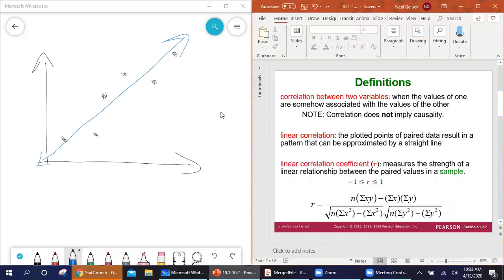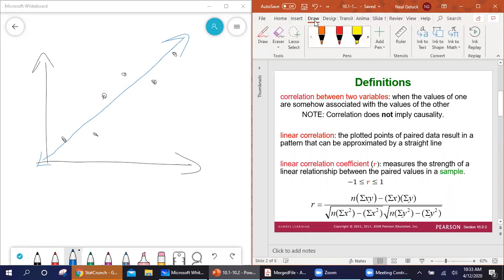On our notes here, realize that what we're saying is there's a correlation between two variables. It does not, however, imply causality. That's an important point. Just because two things seem to be related to one another, it does not mean that one causes the other. There could be some third effect that's making both of them change.